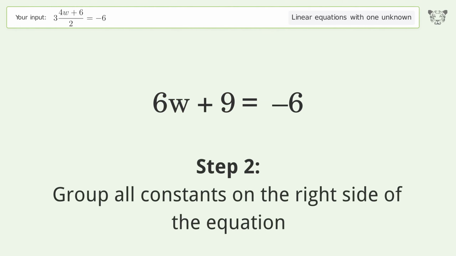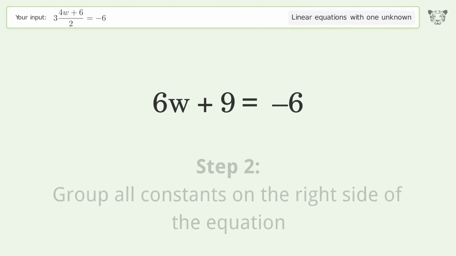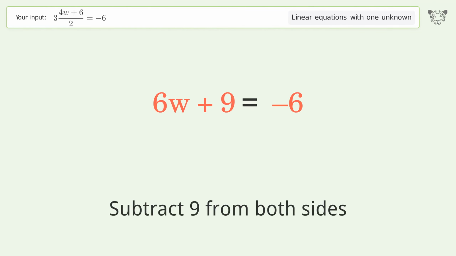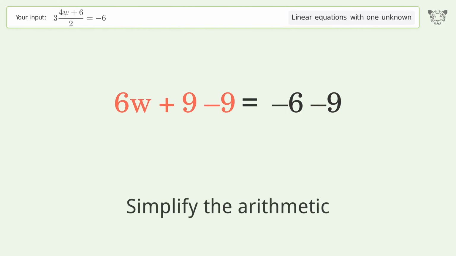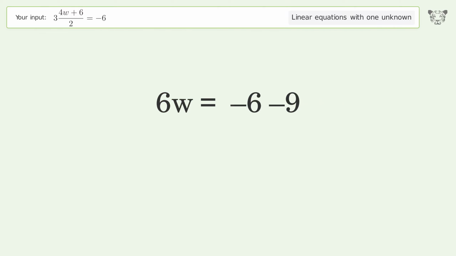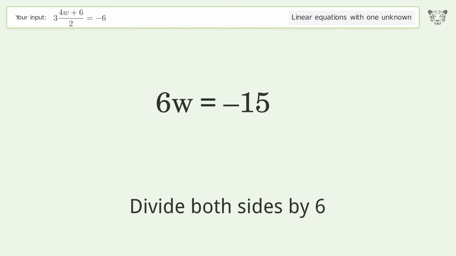Group all constants on the right side of the equation. Subtract 9 from both sides. Simplify the arithmetic. Isolate the w. Divide both sides by 6.